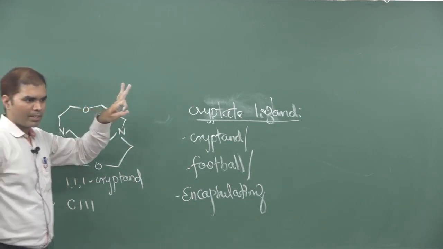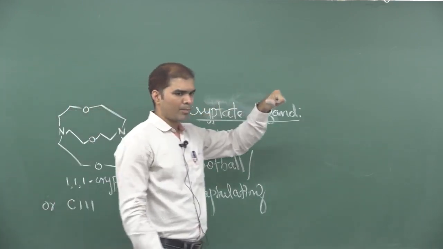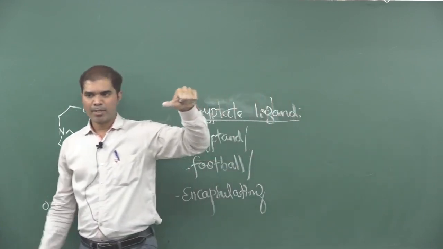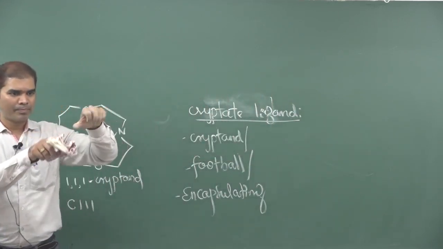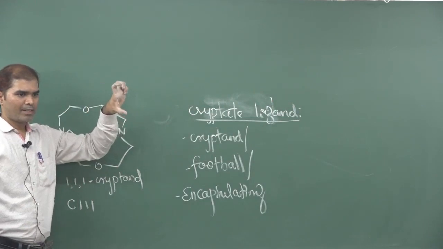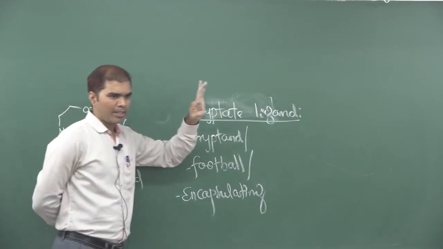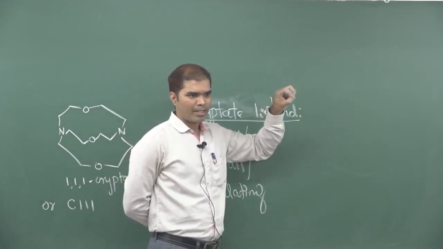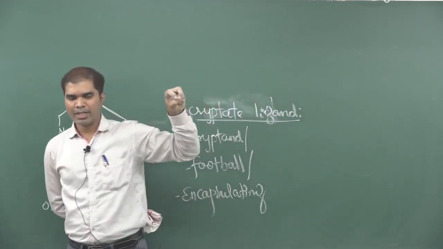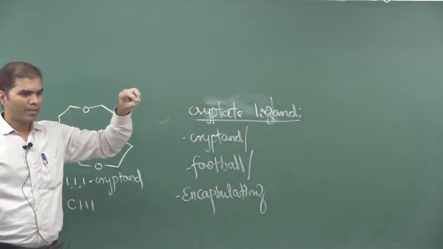This is a macrocycle. Just imagine that this is a monodentate ligand. It can come and bind with the metal through this donor atom. This is a chelating ligand, right? It is a polydentate ligand. Macrocyclic ligand, it is just like a 2-dimensional ligand. Cryptate ligand, it is a 3-dimensional ligand. There is more than one ring.